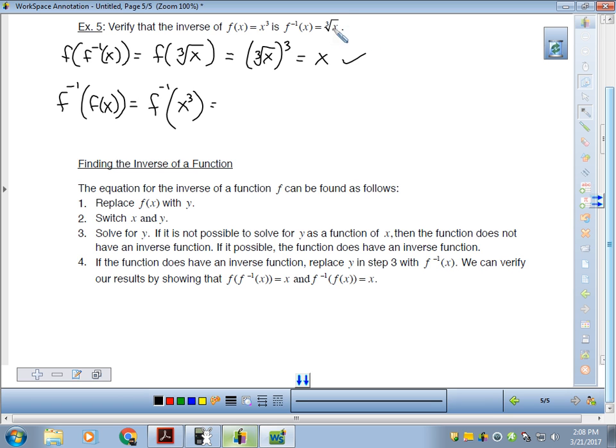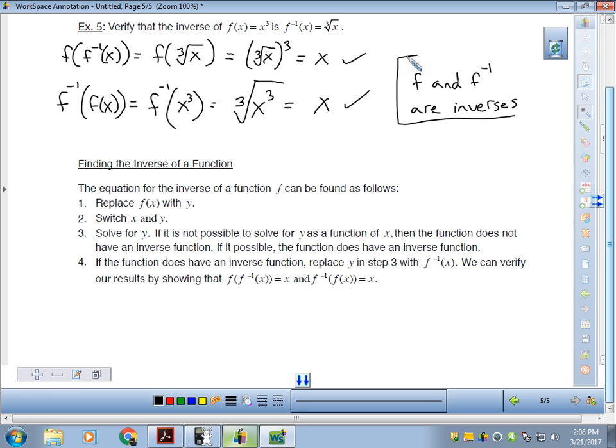So we're plugging it in there for that x. So we're going to have the cube root of x getting cubed. What happens with a cube root and a cube? They cancel out, and so we just get x. Since they both got x's, we can say that f and f inverse are inverses. We did verify it. We did prove it.